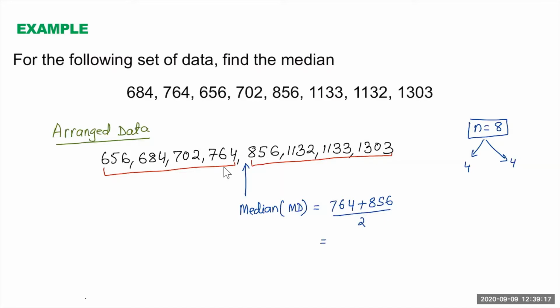And if you add those two numbers, it is 1620, and divide that by 2, you get 810. So in this case, the median is 810. It is the value which lies between 764 and 856. So this is how we find the median. If there is nothing in between, what you have to do is add those two numbers and divide the sum by 2.